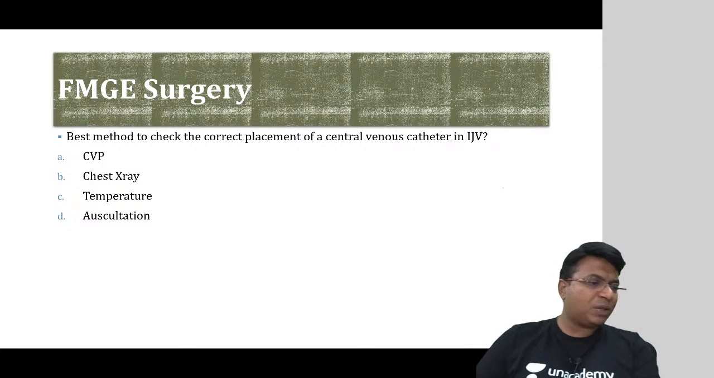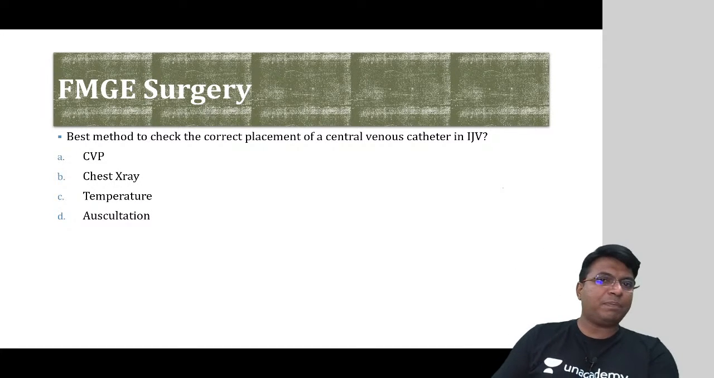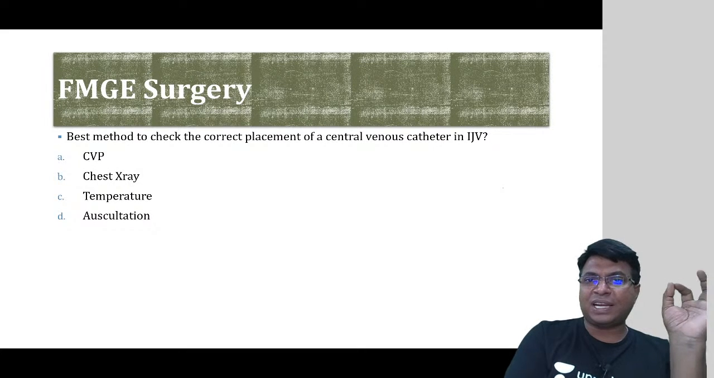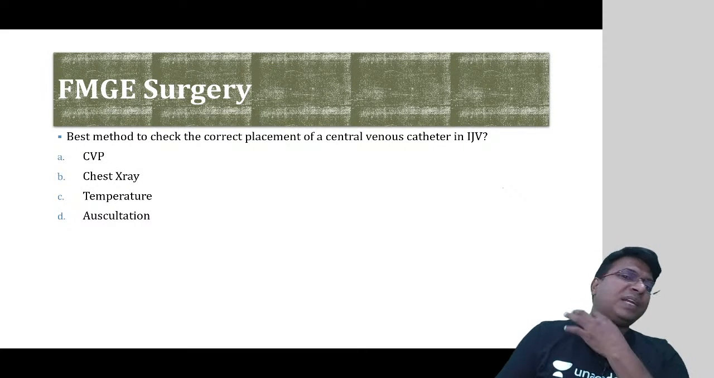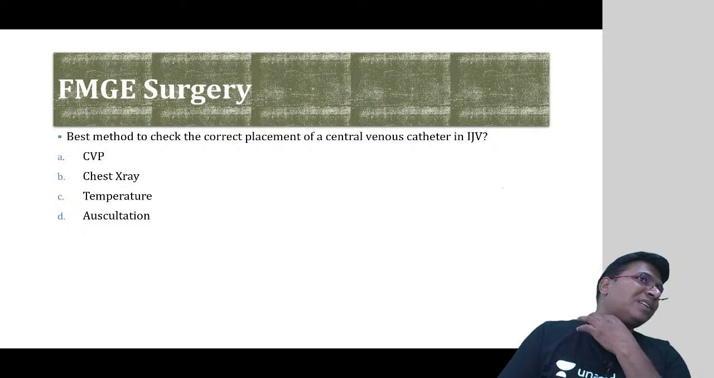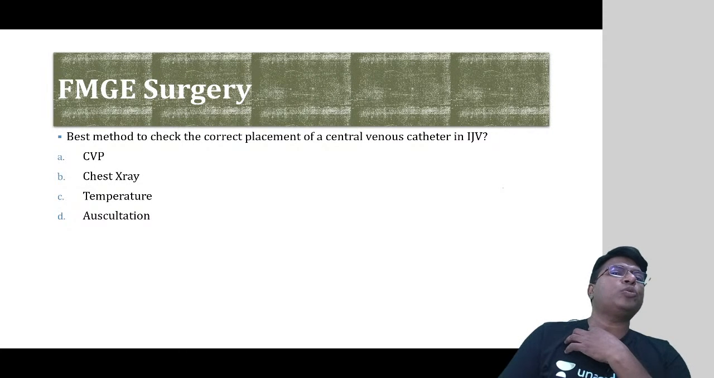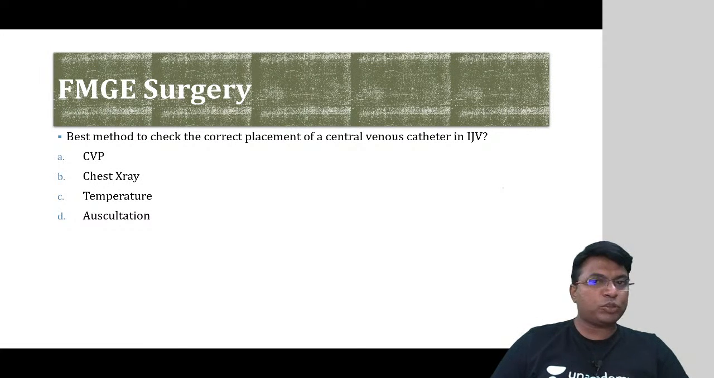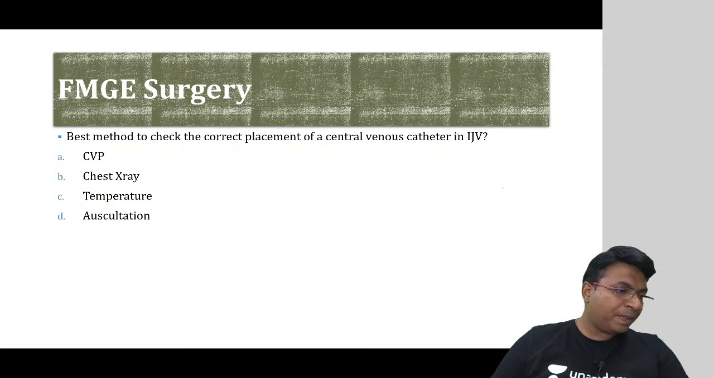So now a very basic, very practical question. Best method to check the correct placement of a central venous catheter. In the internal jugular vein, I want to know whether the catheter is correctly placed in the internal jugular vein and is going towards the superior vena cava. Can you tell me the best method to know the correct position of the central venous catheter? Yes, very good. It is actually chest X-ray, not CVP. Okay.